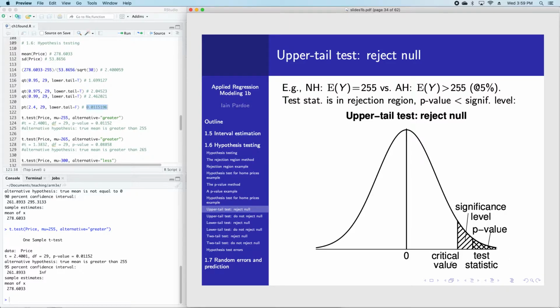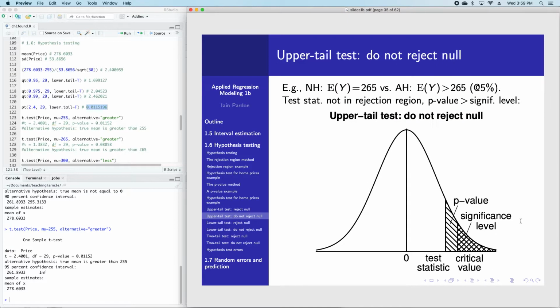Test statistic in the rejection region, p-value smaller than the significance level. How would the picture change if we were to fail to reject the null hypothesis? The critical value would stay where it was, and the significance level would be the same size as it was before. But now our test statistic is not in the rejection region, it's on the left-hand side of the critical value, and our p-value is bigger than our significance level because it's as much area as the significance level and then plus a little bit more.